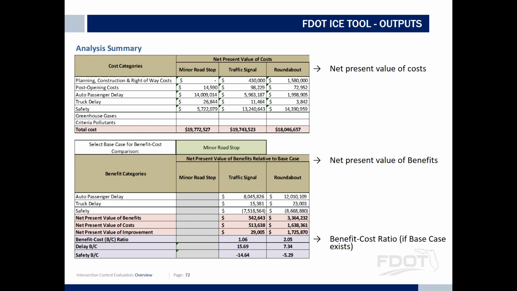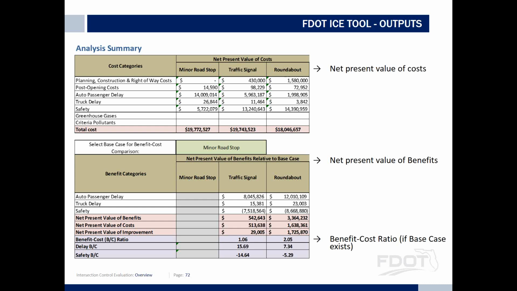Real quickly, I'll just go over these. So you have the planning, construction, and right-of-way cost for each alternative. Now we have to start from someplace, right? So we're comparing it from whatever it is now, whether it's a minor street stop control or a traffic signal. You have to compare it to something. So what you see there is that what we have now is the minor road stop. We're comparing a traffic signal and we're comparing a roundabout. So the post-opening cost, the auto passenger delay, the truck delay, and the safety.